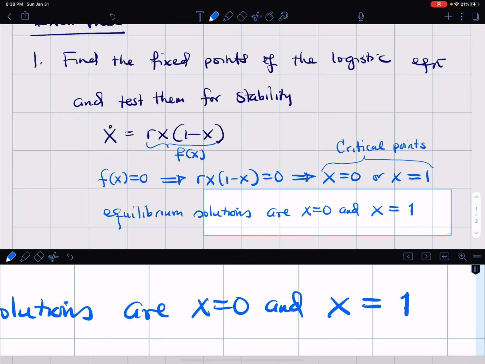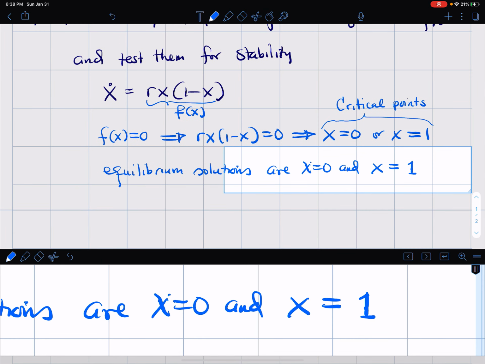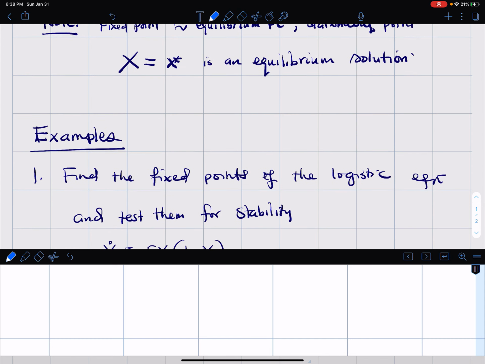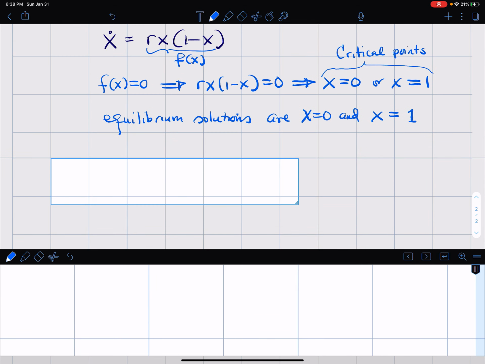Oh, yeah, I should have just said that here. I thought I was using two different variables for some reason, y and x. Anyway, where can we go with this? What else can we do? We're also asking the problem to test them for stability.